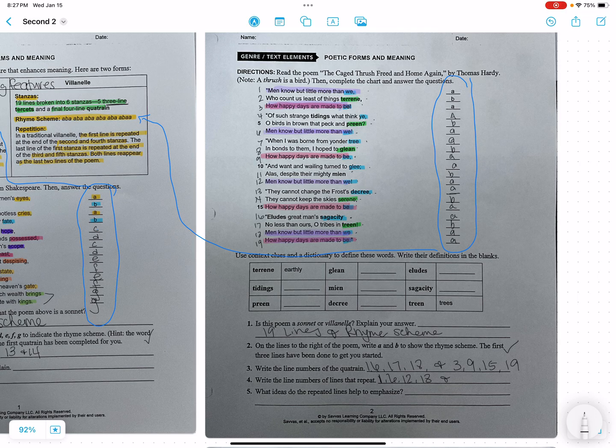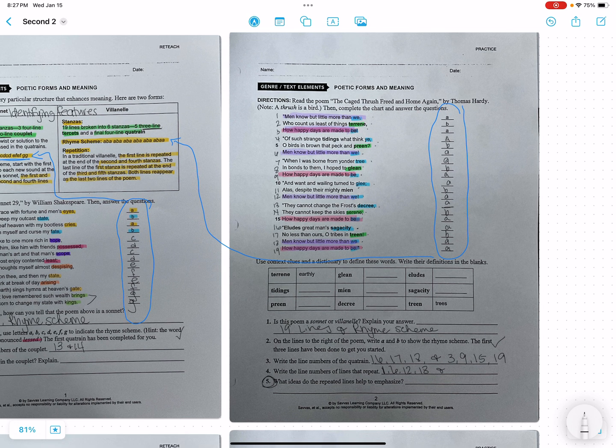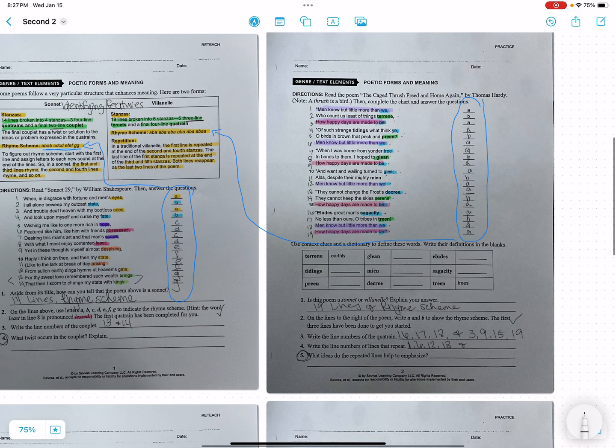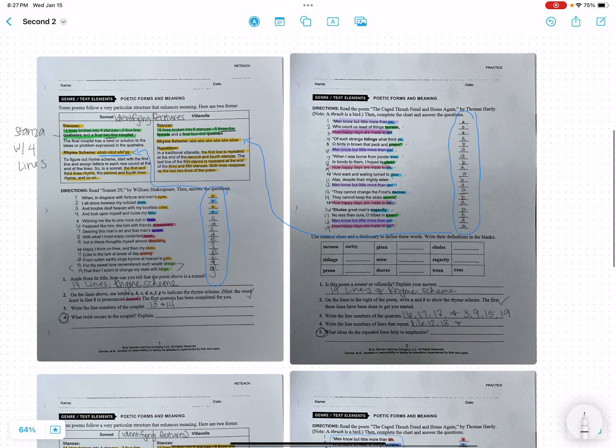Okay? What do the repeated lines emphasize? I'm going to come back to this one as our whole group. So double check and make sure. I'm going to tell you when we get there. But as of right now, if you are still confused, go back and rewatch this video. If you are still confused after watching it again, please come talk to me and let me know.